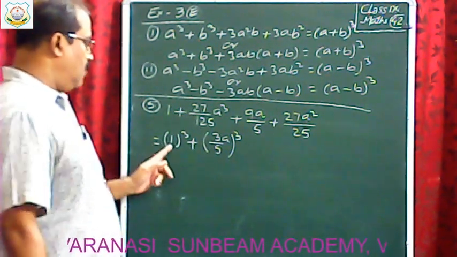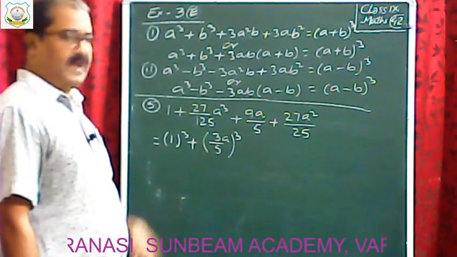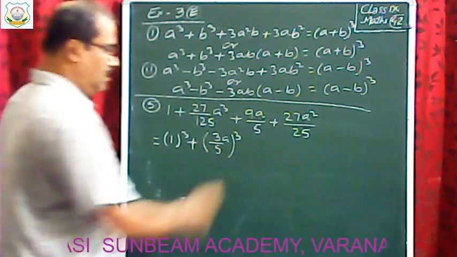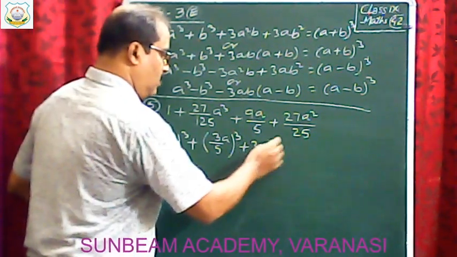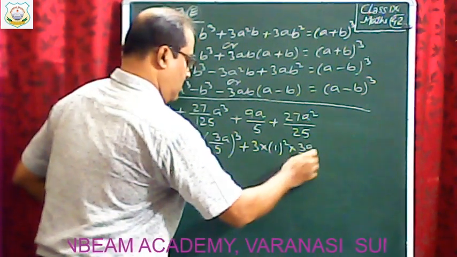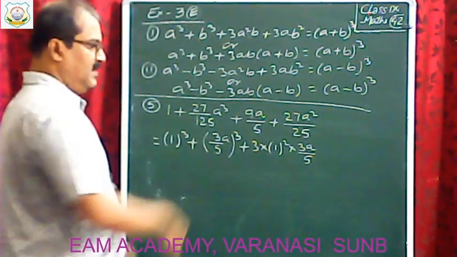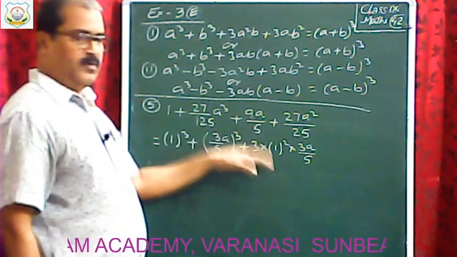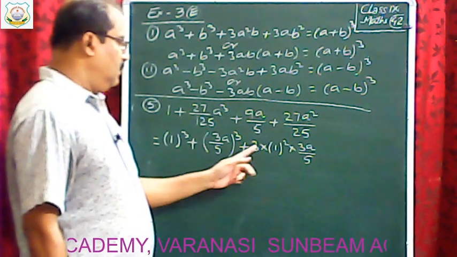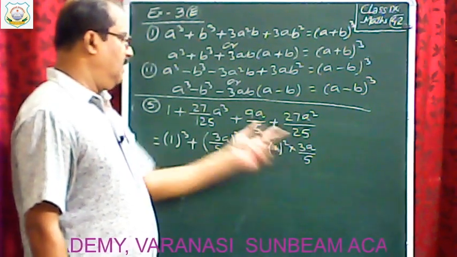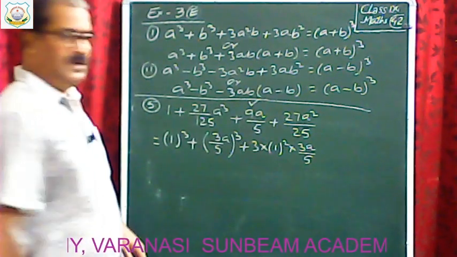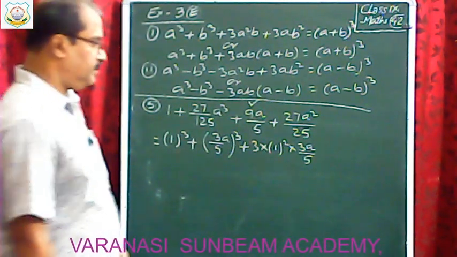We get a is 1, b is 3a upon 5. a cube plus b cube plus 3a square b, plus 3 into a square means 1 square into b means 3a by 5. Now find the product and check whether the term from the product matches the given term of the polynomial or not. Okay, so 3 is 9 upon 5a, 9 upon 5a, the term given in the polynomial matched.